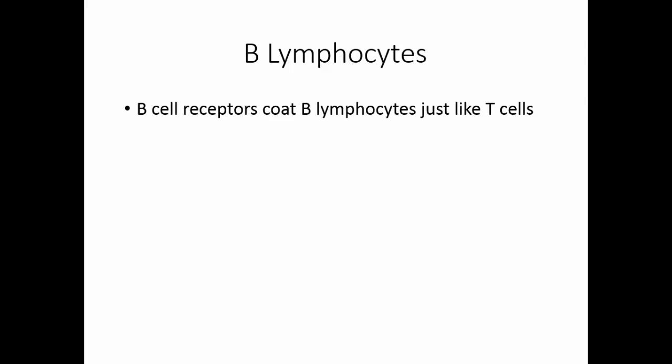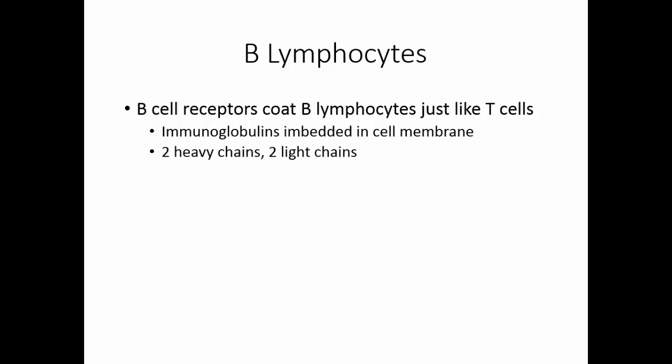B lymphocytes have to go through a similar process. The B cell receptors code up the B lymphocytes just like they do on the T cells. The B cell receptors look a little different. They're immunoglobulins that are embedded in the cell membrane. Immunoglobulins are 4 protein chains. 2 of them are long and 2 of them are short. The long ones are called heavy chains and the short ones are called light chains.